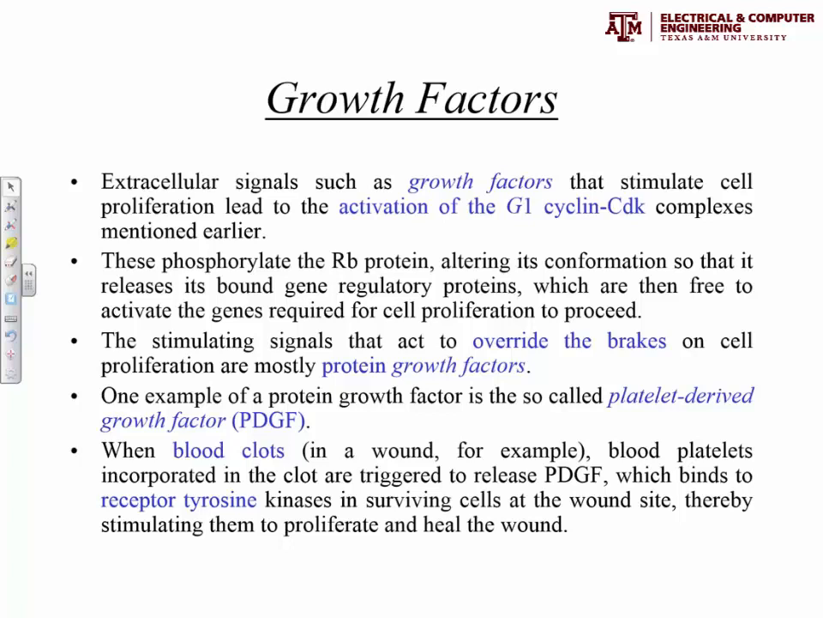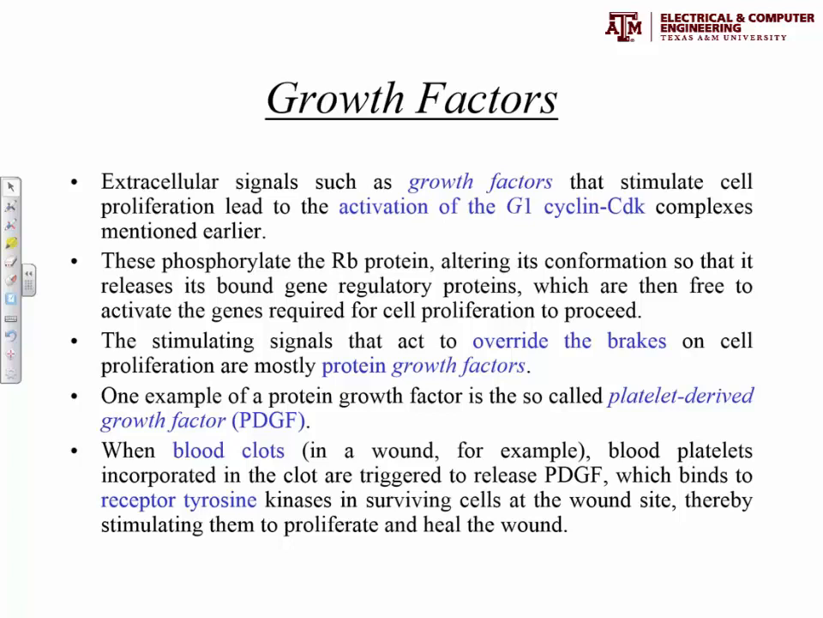Remember, that's why I emphasized that in chapter 4, when we did proteins: if you put a phosphate group on a protein, you put in some negative charges, you change its shape. You can change its shape from active to inactive and vice versa. So these will phosphorylate the retinoblastoma protein, altering its conformation slightly so that it releases its bound gene regulatory proteins, which are then free to activate the genes that are required for cell proliferation to proceed.